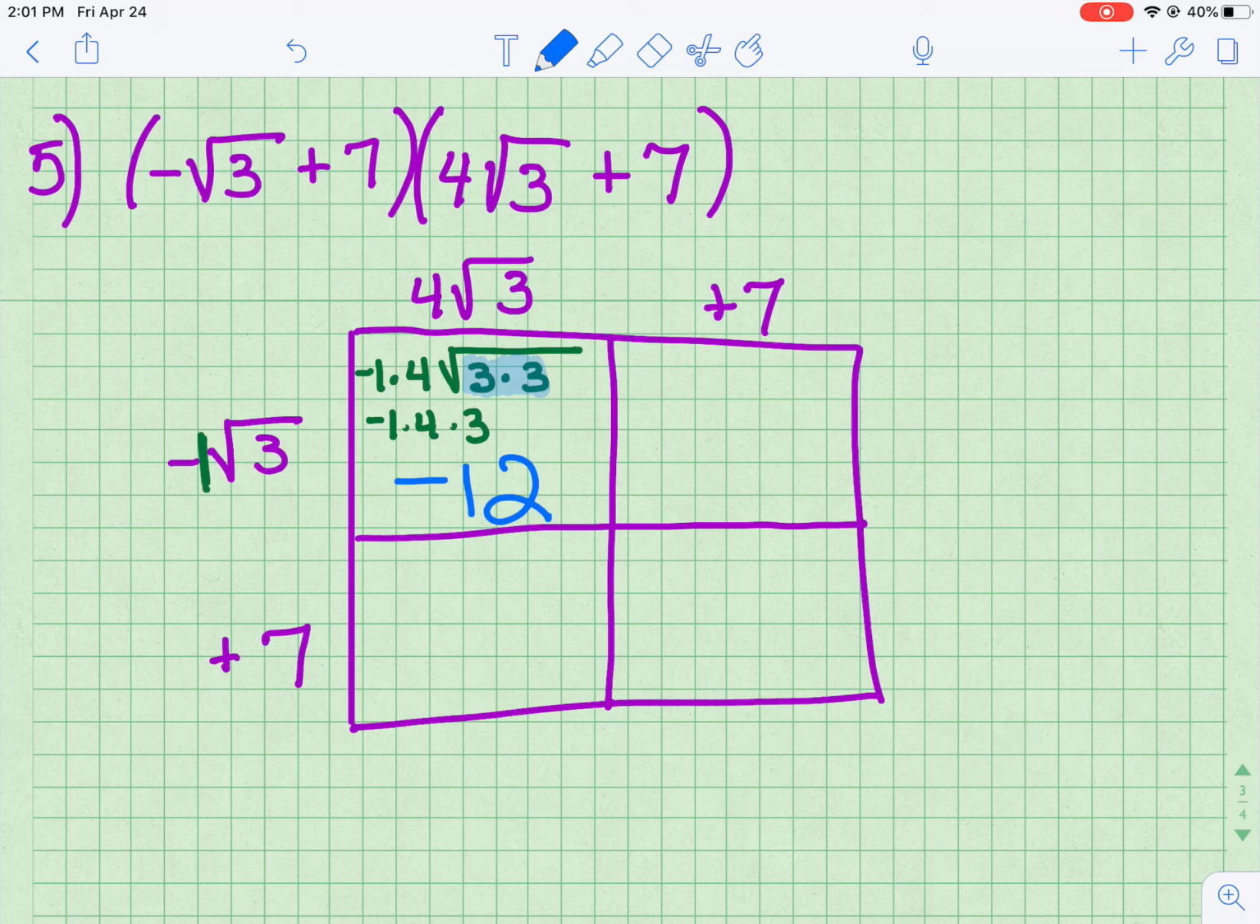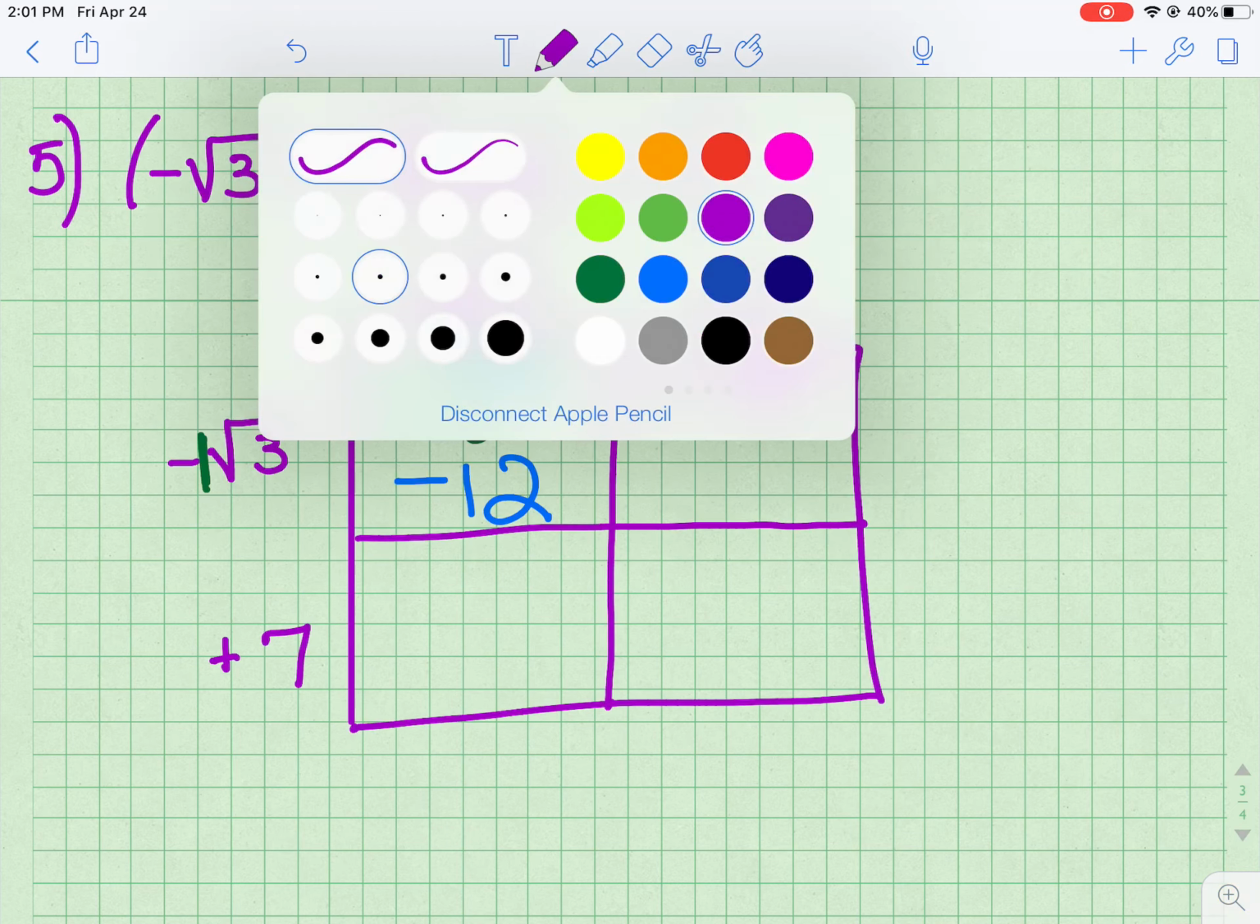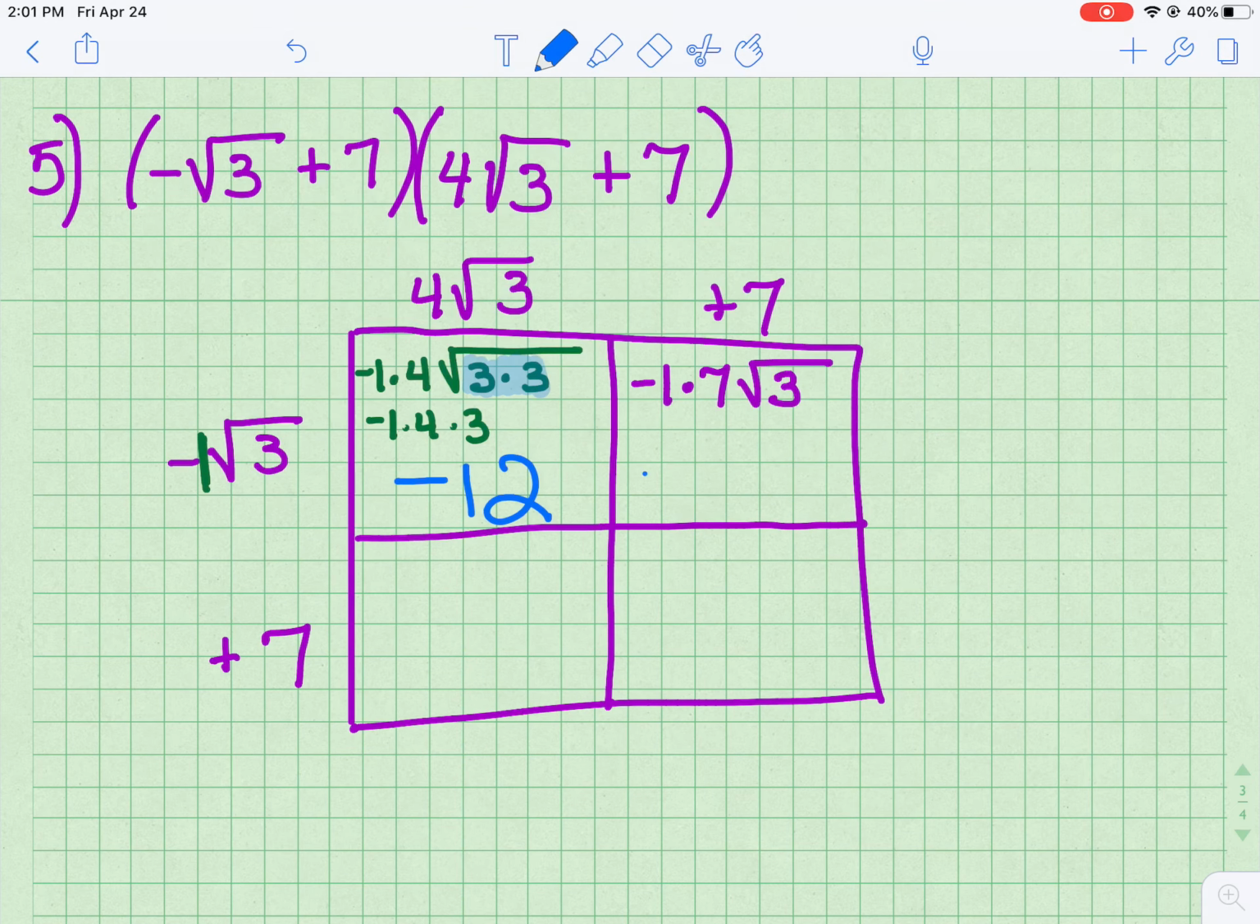Okay. Second box, top right hand corner. That 7 is on the outside, so it's really going to be negative 1 times 7 and a root 3. There's nothing that can come out of that box. There's no twins. So negative 1 times 7 is negative 7 root 3.